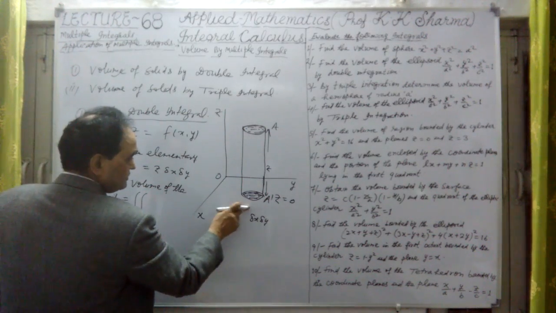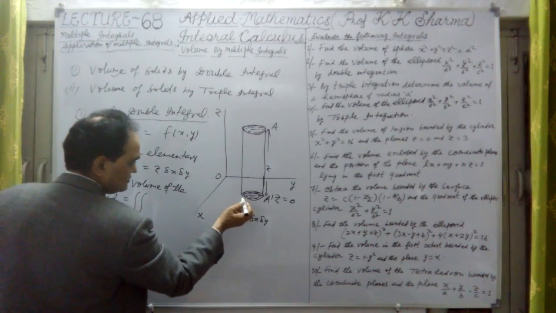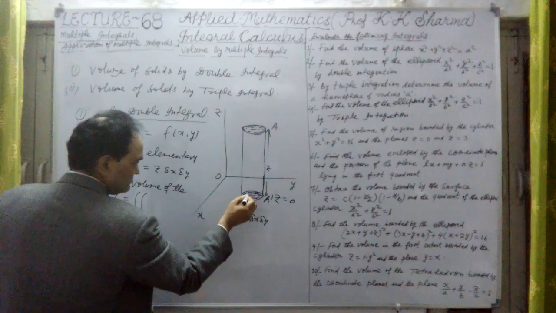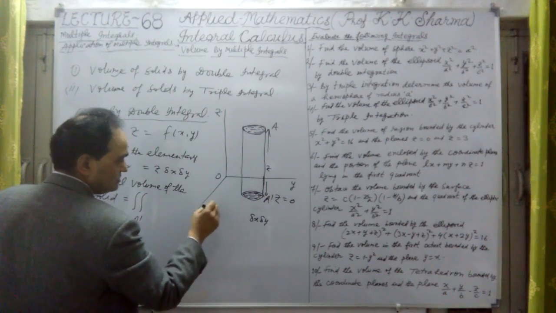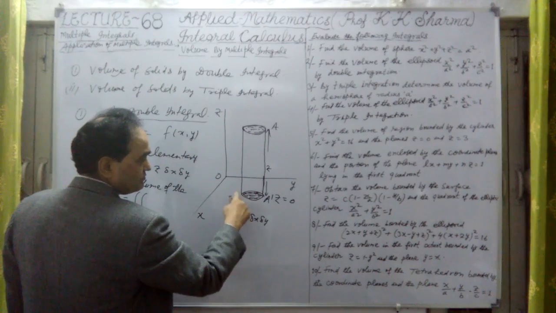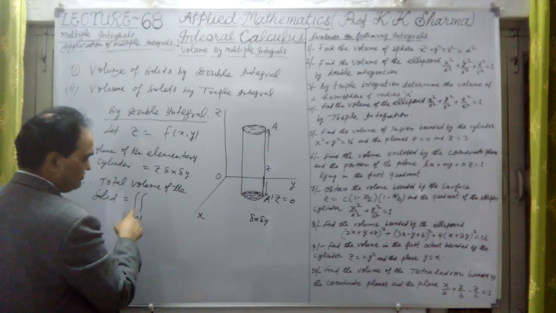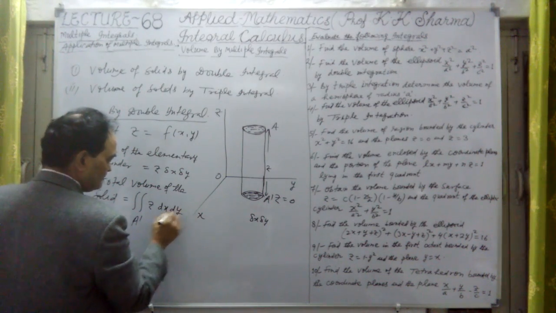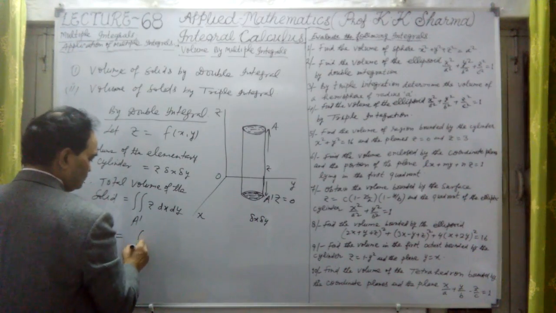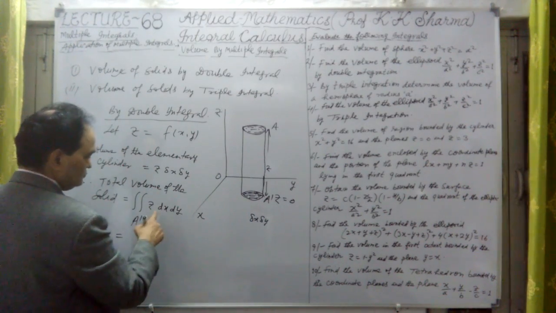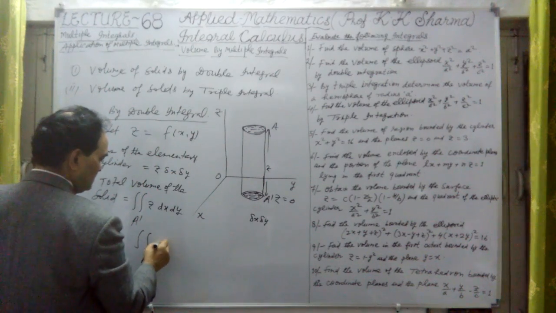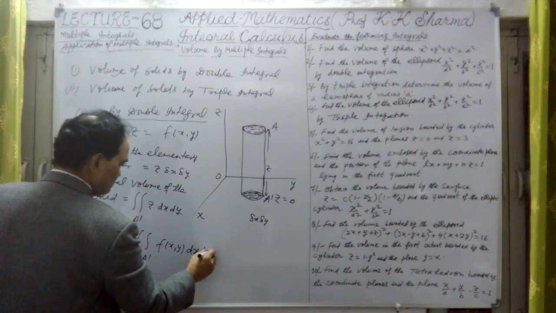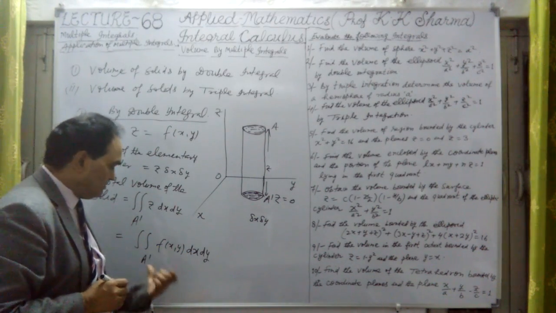With respect to the A dash area, we draw two lines, parallel to the x axis and parallel to the y axis, and we can find out the limits of y and x. This will give us the integral of z dx dy. Suppose we have found the limits; z is a function of x and y in this case, so f(x, y) dx dy. This is the total volume as a double integral.